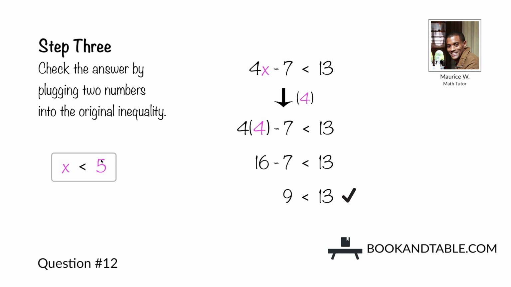Now we want to plug in 5 to show that 5 would not work. 4 times 5 would give you 20. 20 minus 7 is 13, leaving you with the false statement, 13 is less than 13. That is not true. So that confirms that the answer to question number 12 is x is less than 5.